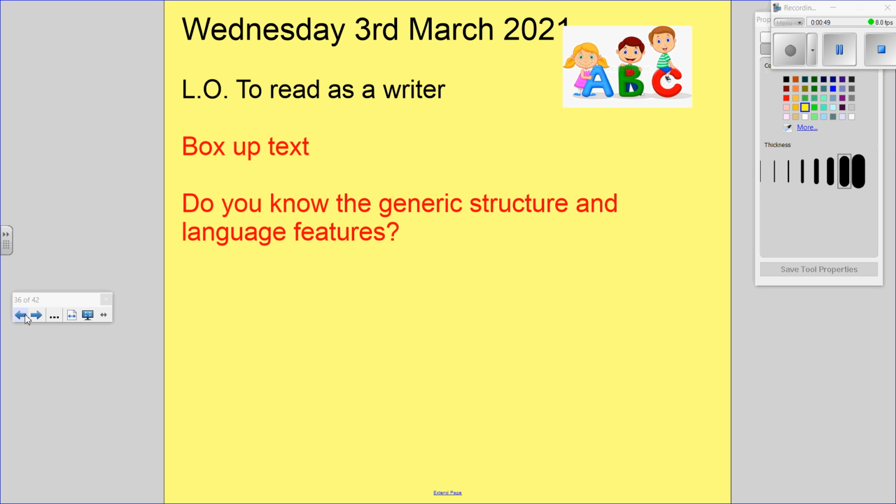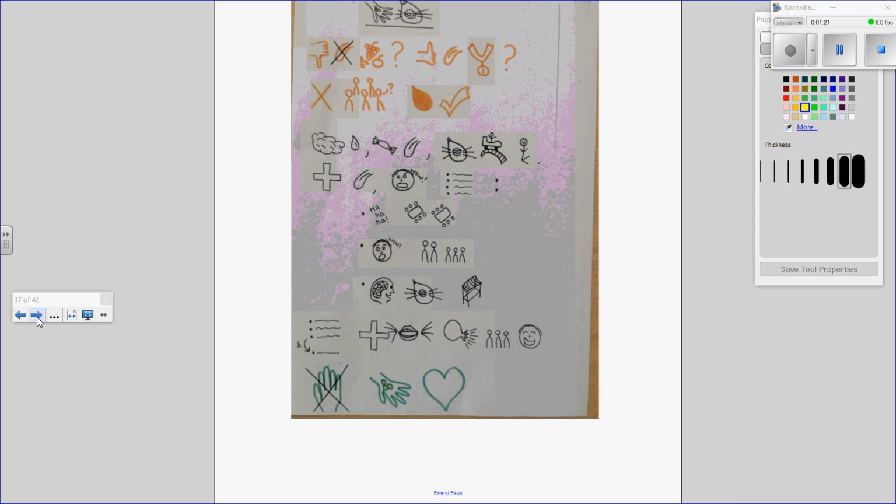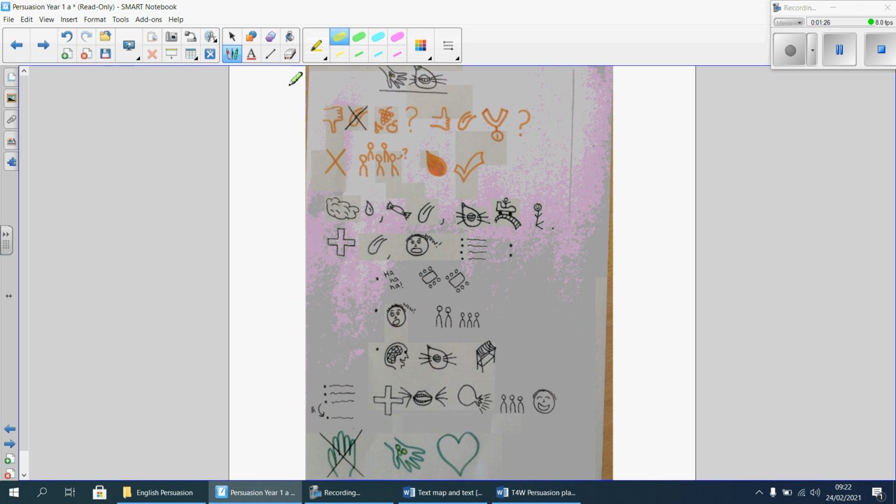Now, yesterday we were writing persuasive sentences, short, snappy, persuasive sentences. Today we are going to read as a writer, and that means we're unpicking the text, looking at what we've learned and what we need to include as a writer in persuasive writing. So all the things that we need to include to make our writing persuasive. So let's have a look at the text, and we are going to first of all box up the text.